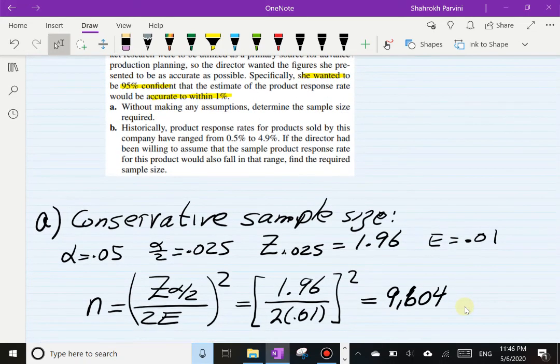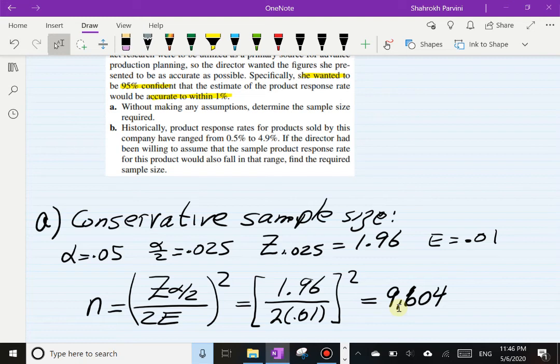Here's a formula, simple and clean. So Z is 1.96, divided by 2 times 0.01. You square it. Look at how large a sample she needs: 9,604. She needs to get back 9,604 responses in order to be able to do what she wanted to do.